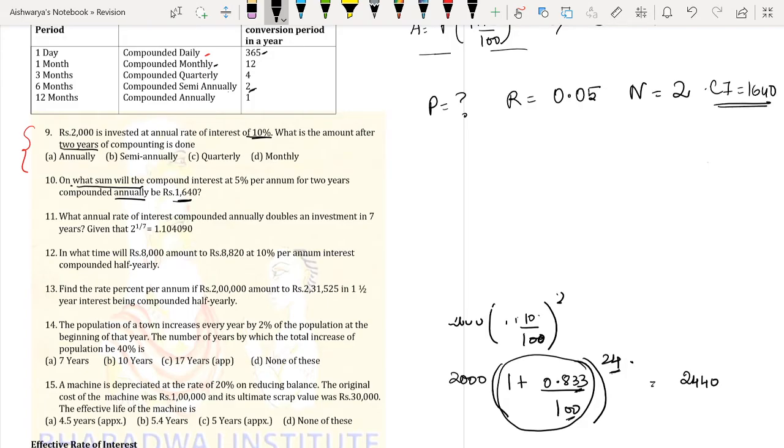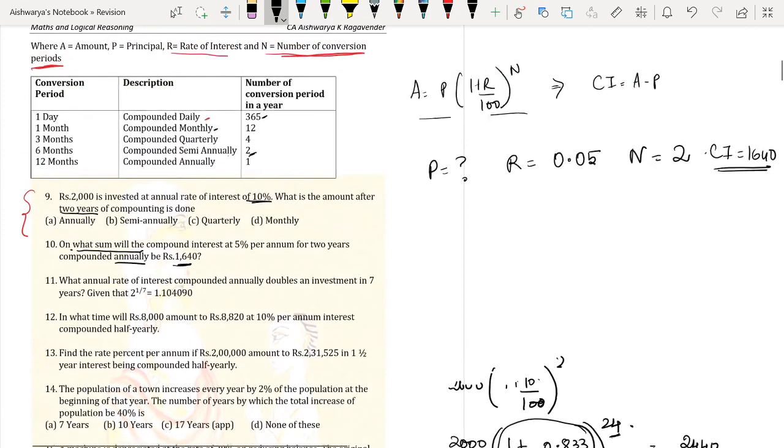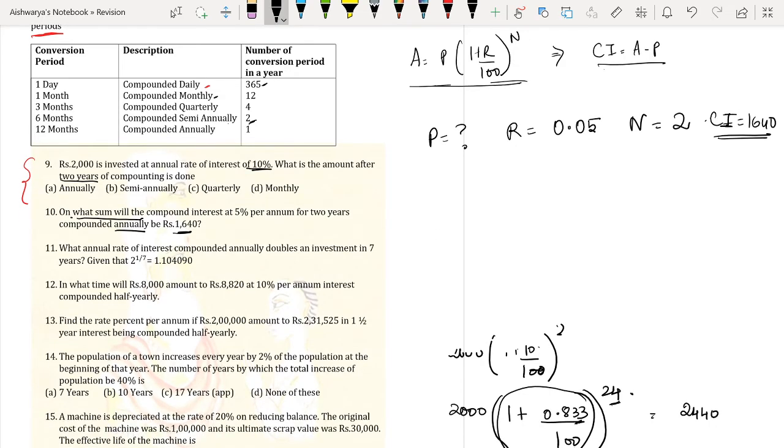CI is given and our formula does not have a calculation for CI. It has a calculation for amount, and CI is amount minus principal. This is something you need to be very careful about. Many students just leave it there and substitute here in place of amount. These are the mistakes that normally students make in the exams. So you start with this step: amount minus principal.